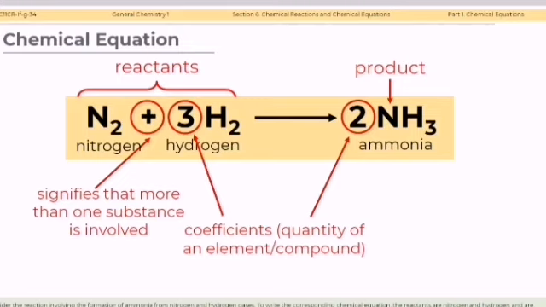Another thing to take note of in a chemical equation are the coefficients: 3 in hydrogen and 2 in ammonia. A coefficient comes before the chemical formula of a given substance to indicate its quantity. If no coefficient is written, it simply means a coefficient of 1.